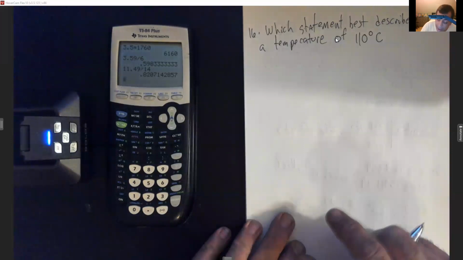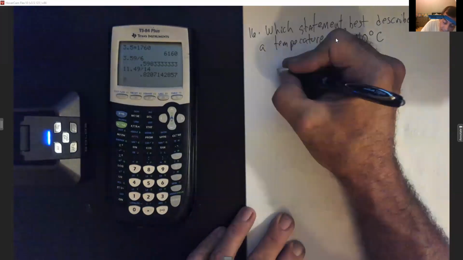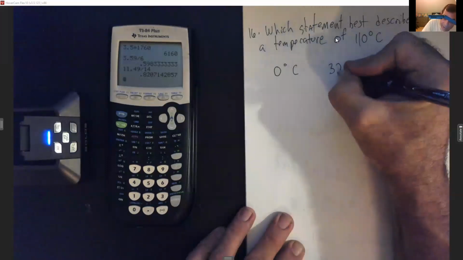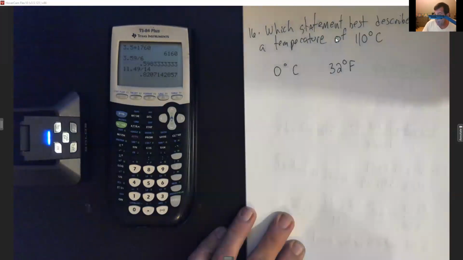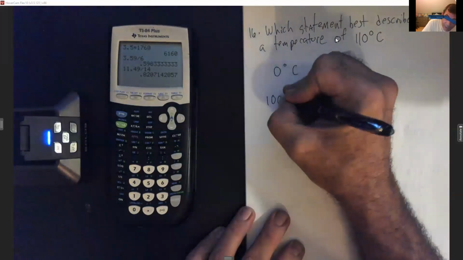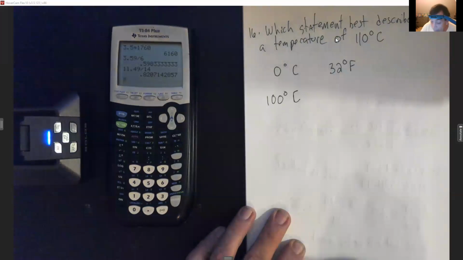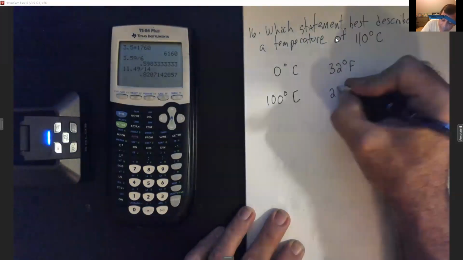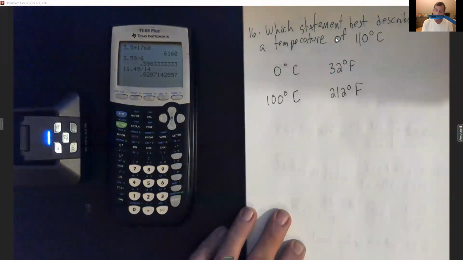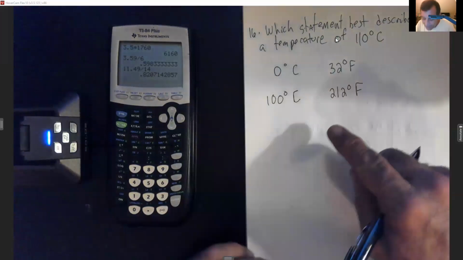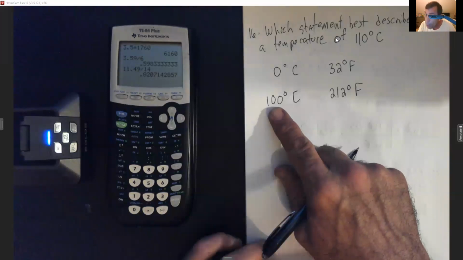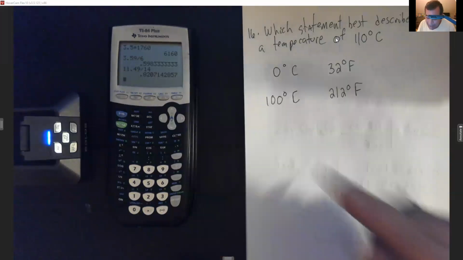In the Celsius temperatures, water freezes at 0 degrees Celsius. That is the same as 32 degrees Fahrenheit. In the Celsius temperatures, 100 degrees Celsius is boiling. That's the same as 212 degrees Fahrenheit. So knowing that, here's my 110. It is higher than 100, which means it's a little bit higher than boiling water. So check out these choices.